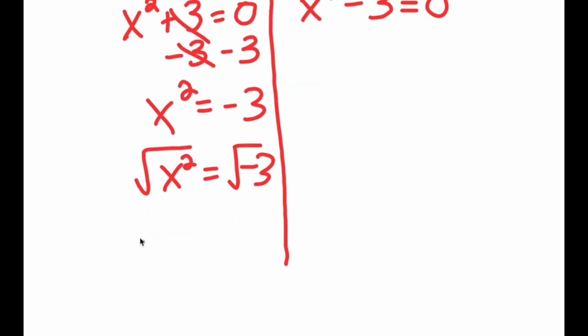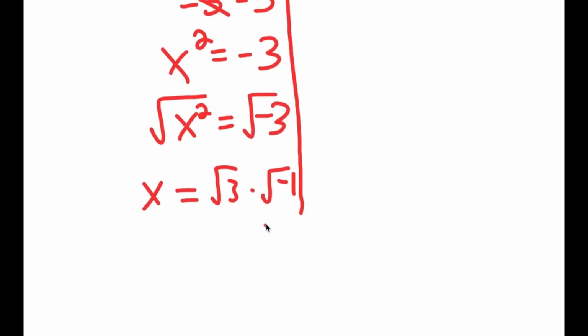The square root of x squared is x, and the square root of negative 3 is going to equal the square root of 3 times the square root of negative 1. And if you guys already know, the square root of negative 1 is equal to i. So I get x is equal to positive or negative square root of 3i.